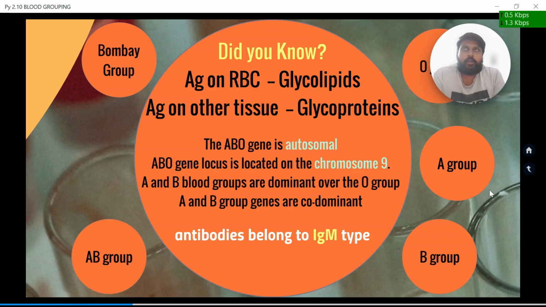Why? Because in future, when we are discussing hemolytic disease of the newborn or Rh incompatibility diseases, I'll tell you why the baby is developing hemolysis. So this is of IgM type. You all know that you have IgG, A, M, E, D. You have five antibody classes, the immunoglobulin classification, and the ABO antibodies are of IgM type.